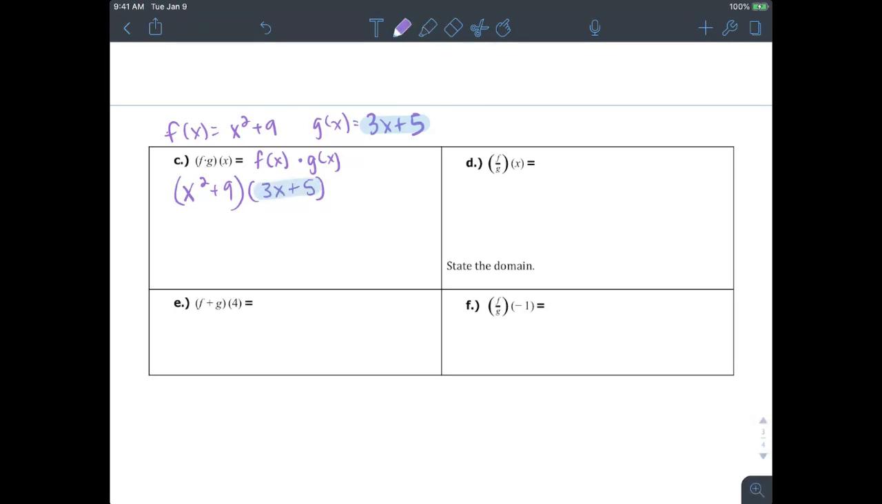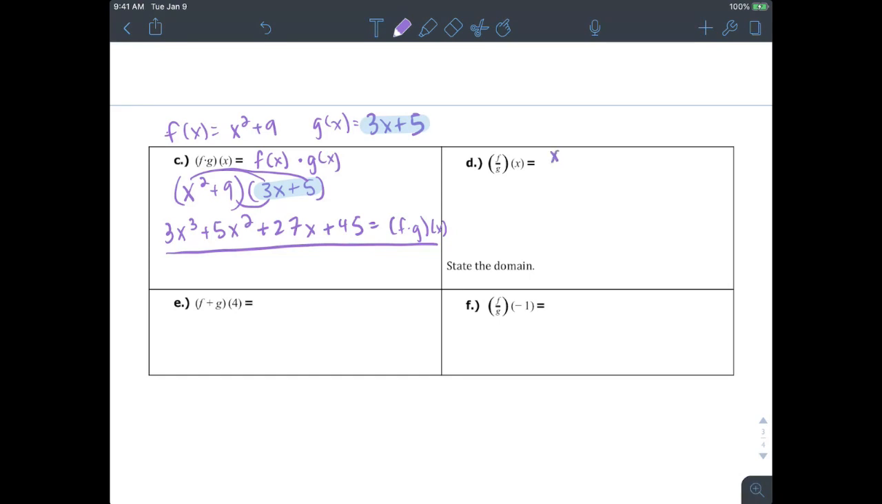And I'm going to go ahead and distribute. So x squared times 3x is 3x cubed. x squared times 5 is 5x squared. 9 times 3x is plus 27x. 9 times 5 is plus 45. Are there any like terms to add? Nope. So this is f times g of x. Am I multiplying by x? No, leave it.